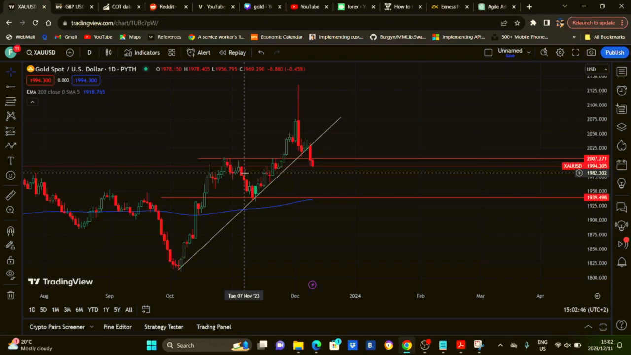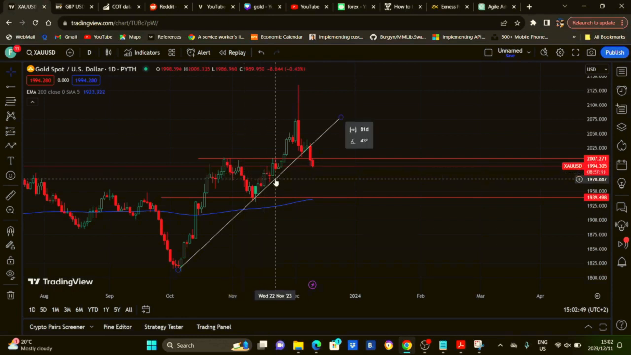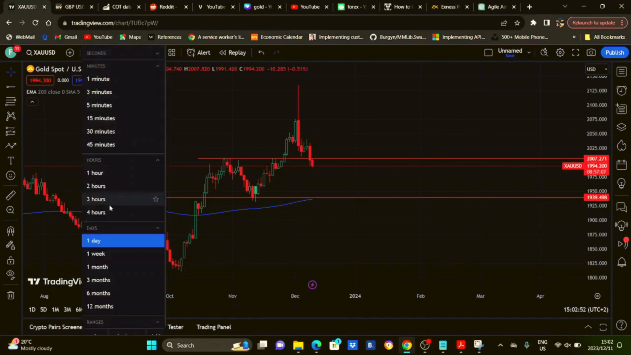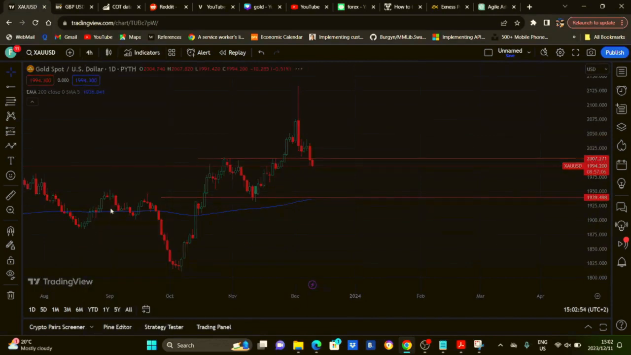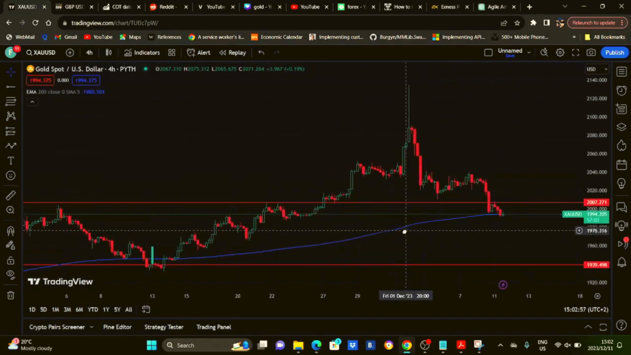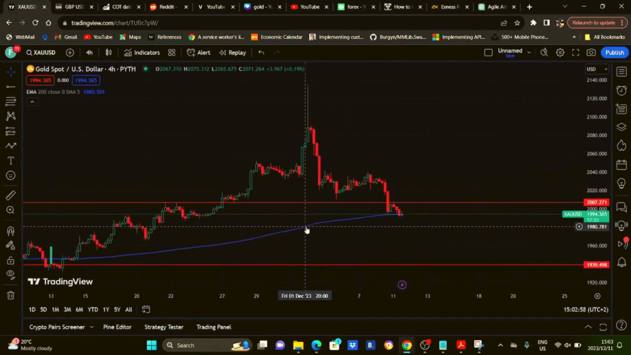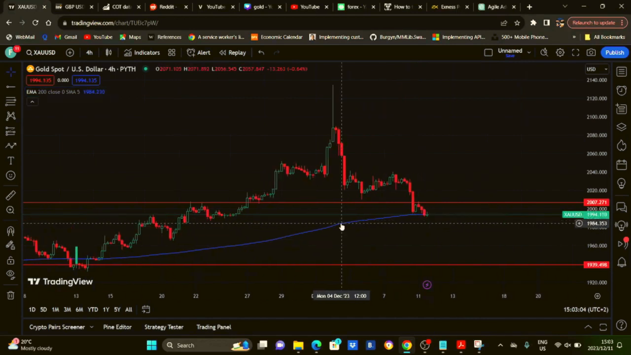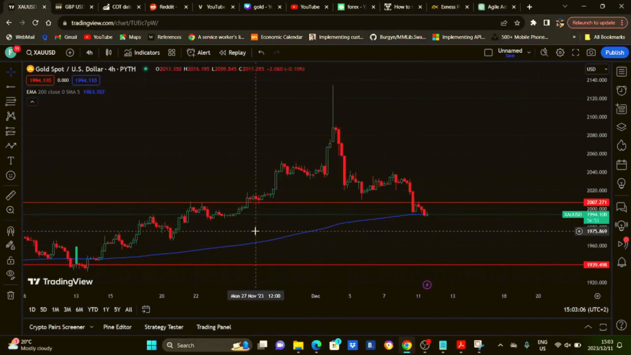We can't just look at the daily time frame, right? So we need to look deeper, and let's look at H4. What does H4 have for us, right? We are retesting from the 200 EMA. Understand that obviously EMA is also a lagging indicator, but we can't ignore it because it's part of my analysis, right? We are retesting here. We haven't broken the EMA here.